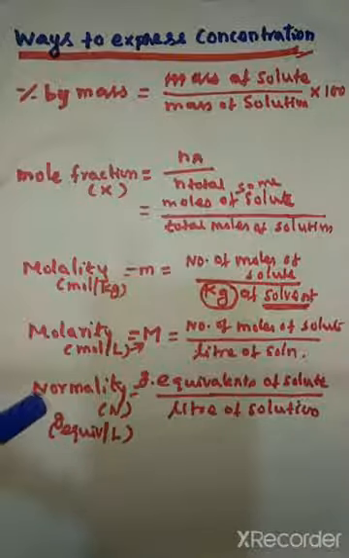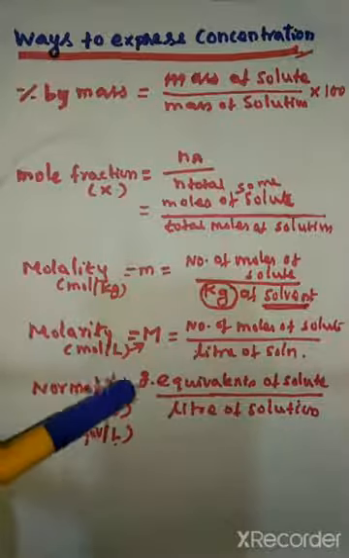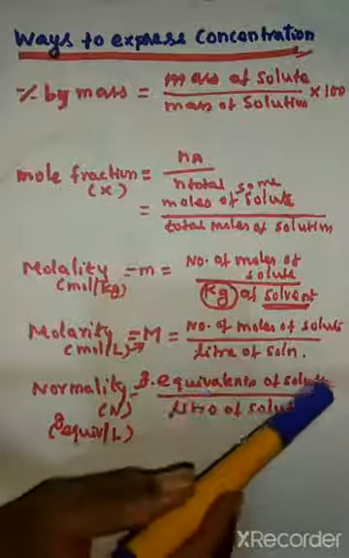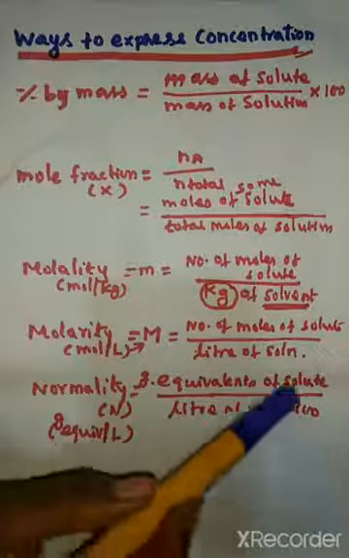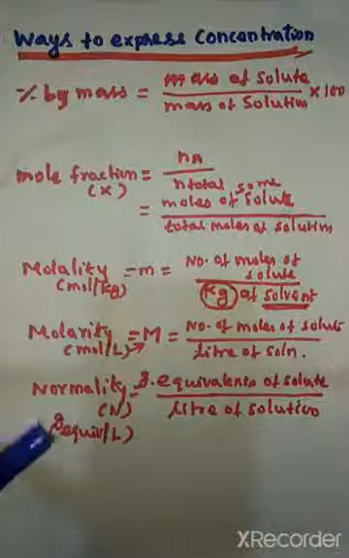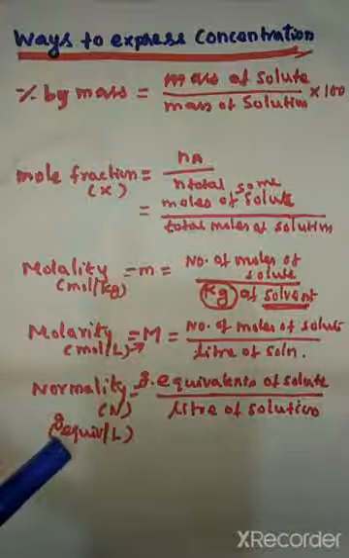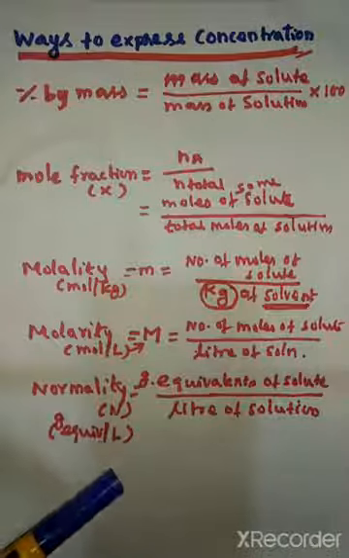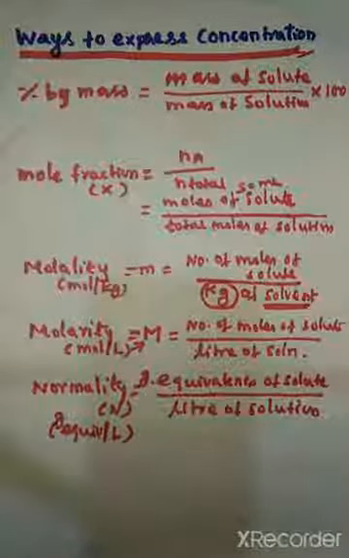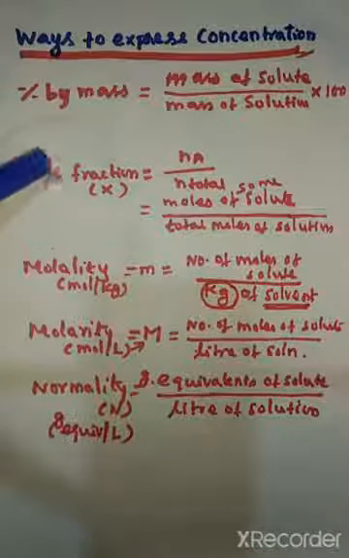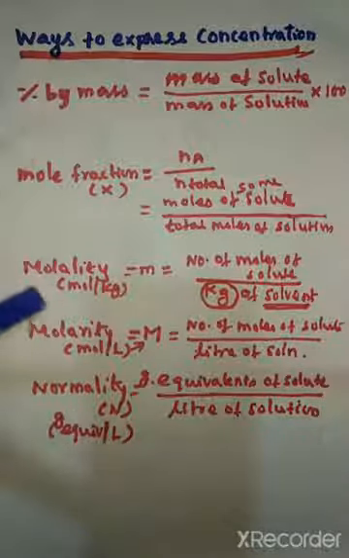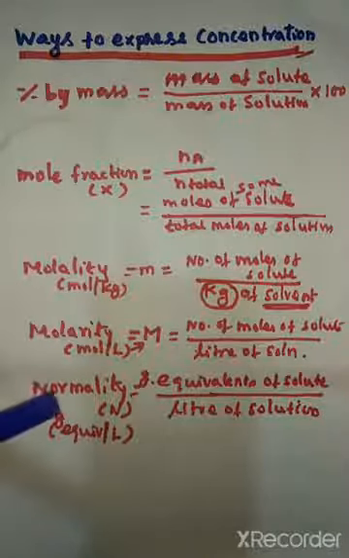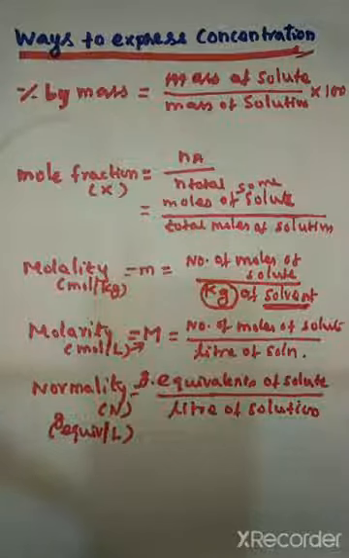And then we have defined what is normality. Normality is defined as gram equivalent of the solute present in liter of solution, denoted in the unit gram equivalent by liter. Now we shall see how to determine these terms: percentage by mass, mole fraction, molality, molarity and normality, using a problem.